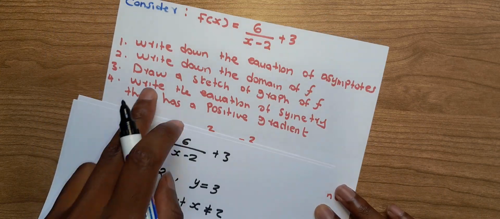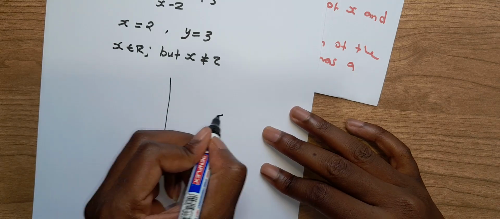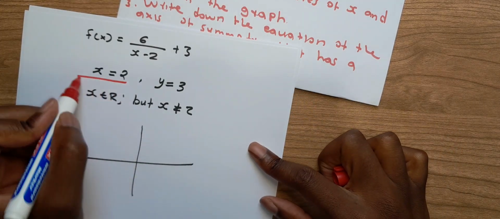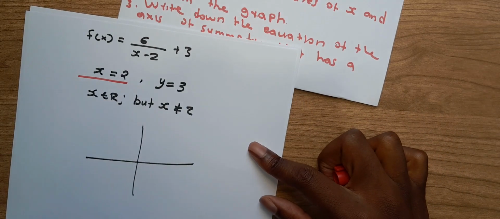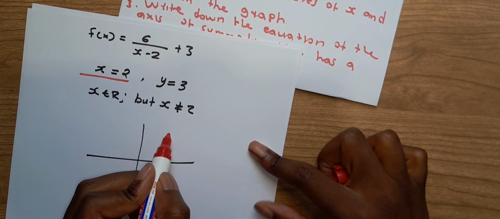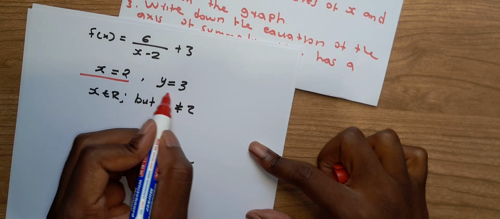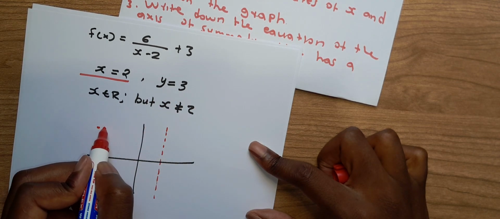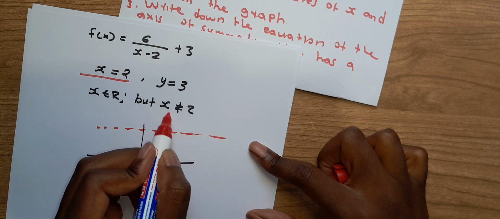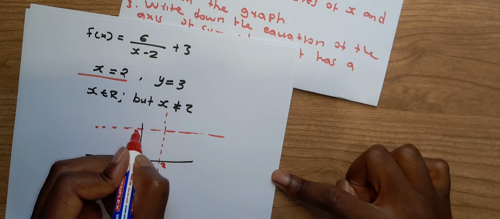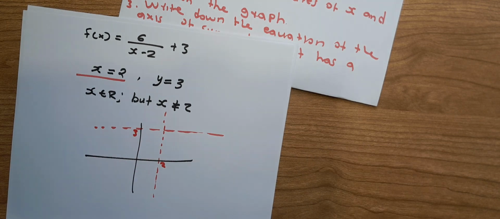Now we come here: draw the sketch of the graph. How do we draw the sketch of the graph? The first thing that we do is sketch the x and y asymptotes. The first one is at x equals 2, and then the other one is at y equals 3. So this is 2, and this is 3.